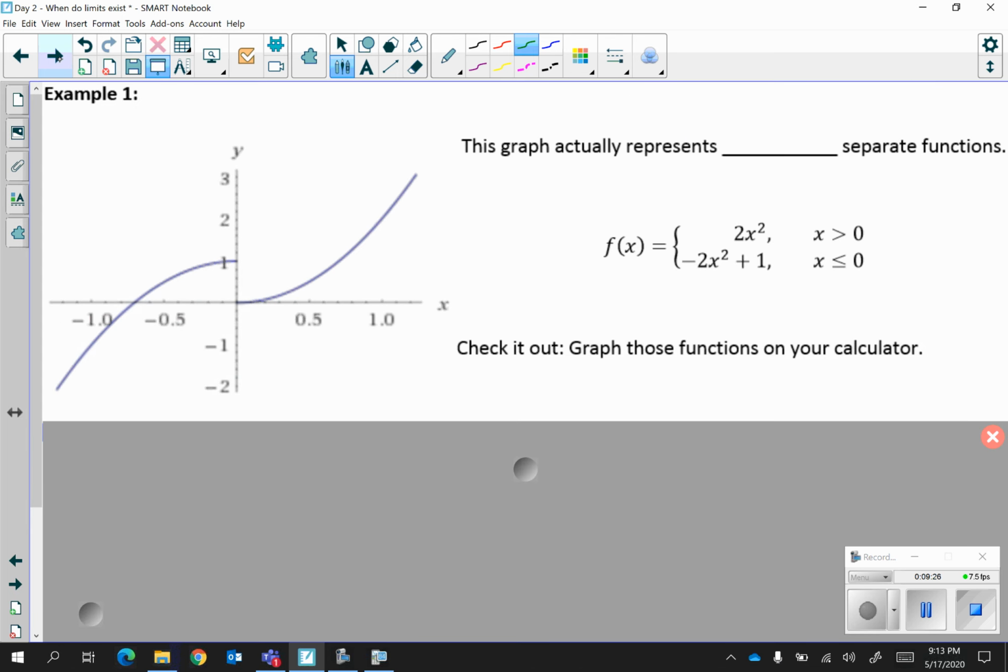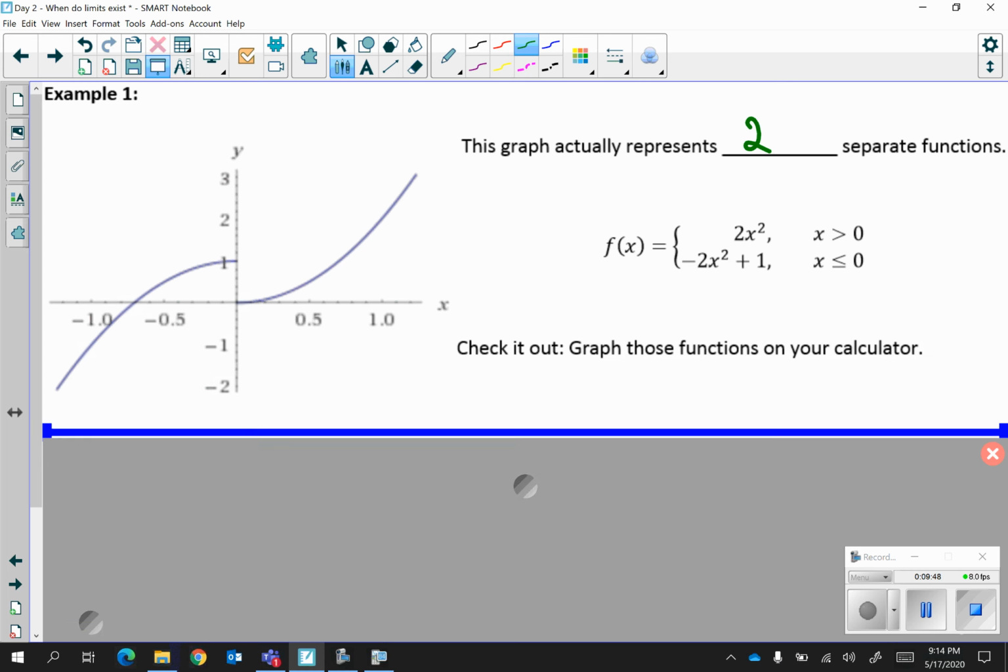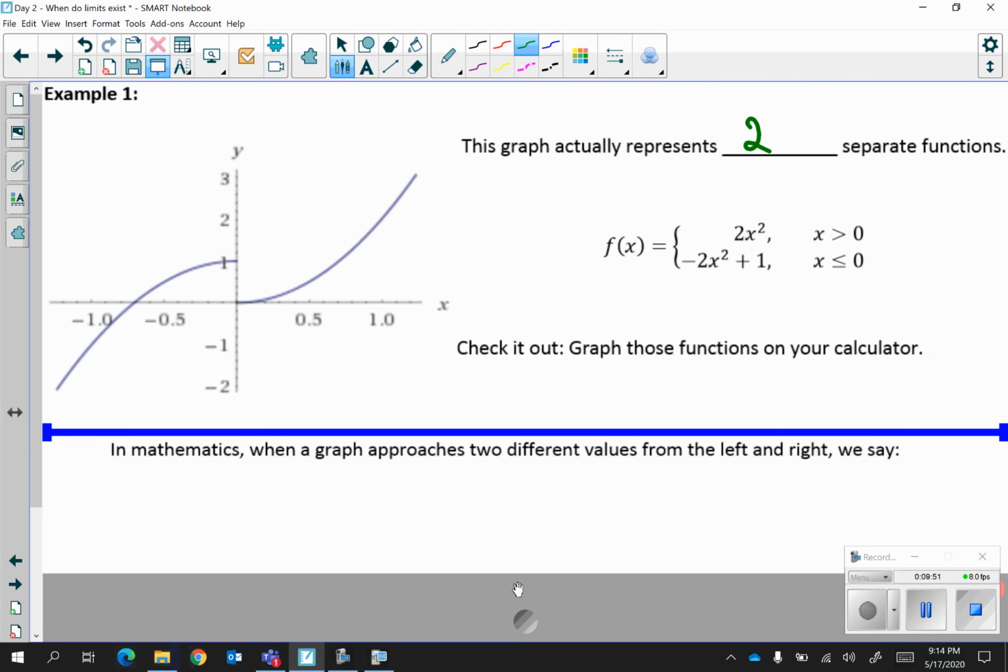Let's try several examples. In this example, we have a graph that actually represents 2 separate functions. You have a piecewise graph going on, and if you want, you could graph both functions on your calculator. However, let's get to the point of what we wanted to talk about. Now, in mathematics, when a graph approaches 2 different values from the left and the right, we say that the limit does not exist because it can't be 2 different values. So check out what happens here.